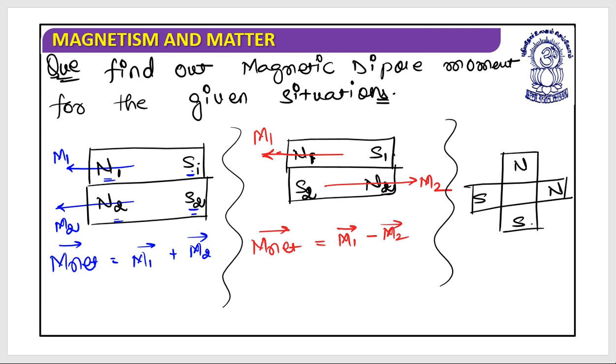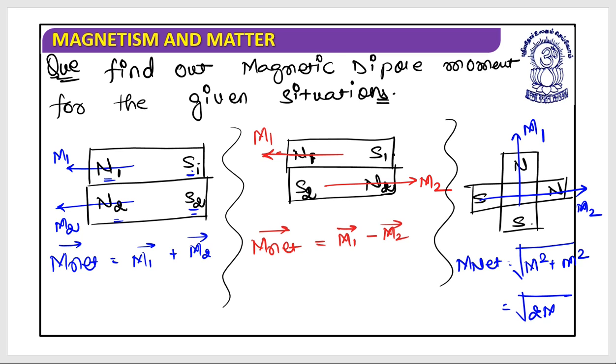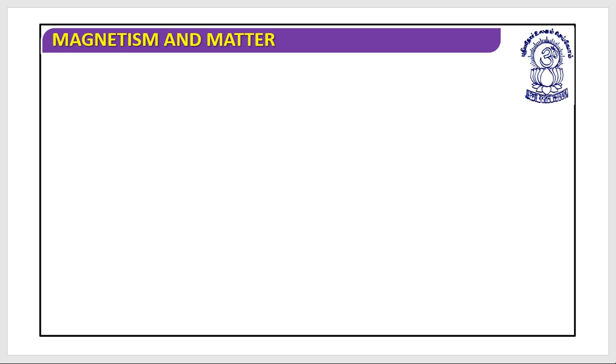So for the first, it's S to N, and for the second, it's M2. As these two are equal, M net should be equal to the root of M square plus M square, which can be written as root 2 M. I hope this is clear. Is it clear? Are you sure? Great.